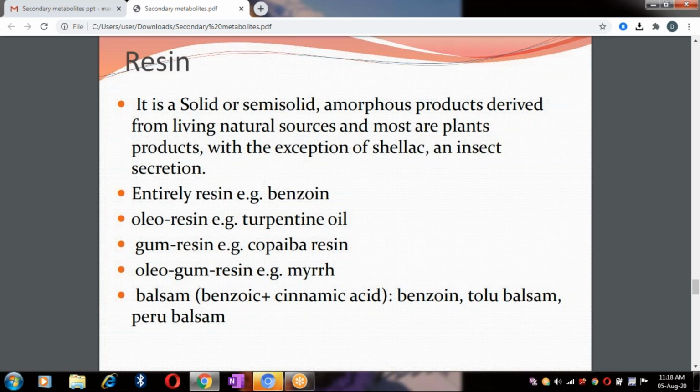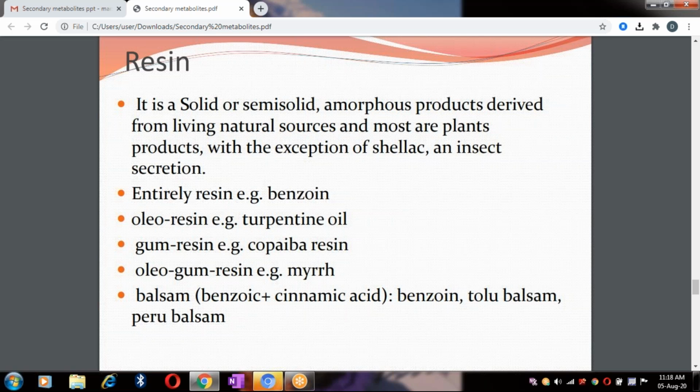So, depending upon the resin, we can classify it as acid resin, ester resin, resin alcohol as the main classes. Next, you also have oleo resin. Oleo means what? Volatile oil. So, if resin is in combination with volatile oil, it is called oleo resin. If resin is in combination with gum, it is called gum resin. If it has both oil and gum, it is called oleogum resin. Next, there is another class called balsam. Balsam is nothing but a combination of benzoic acid and cinnamic acid.